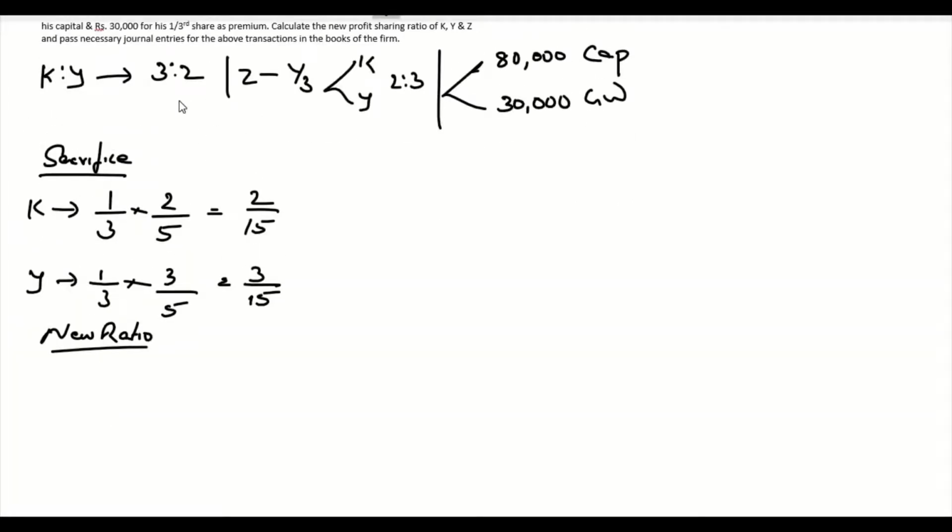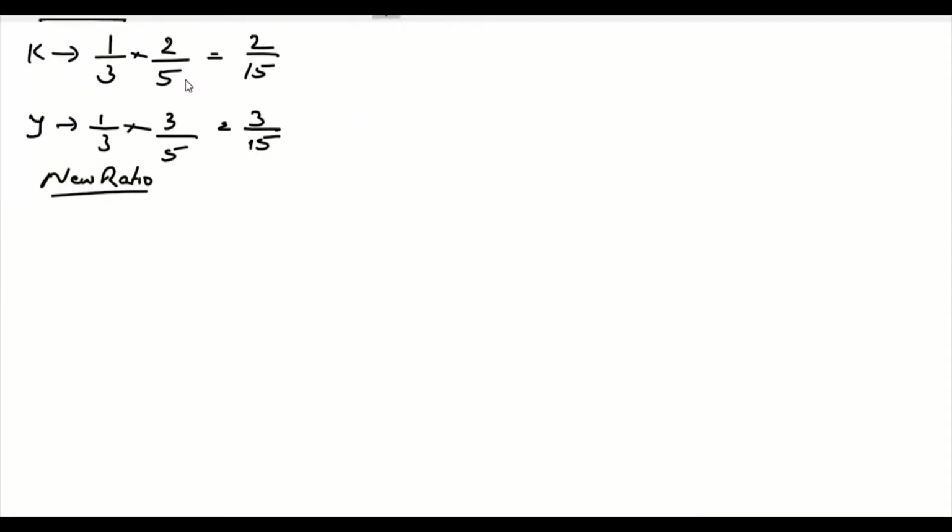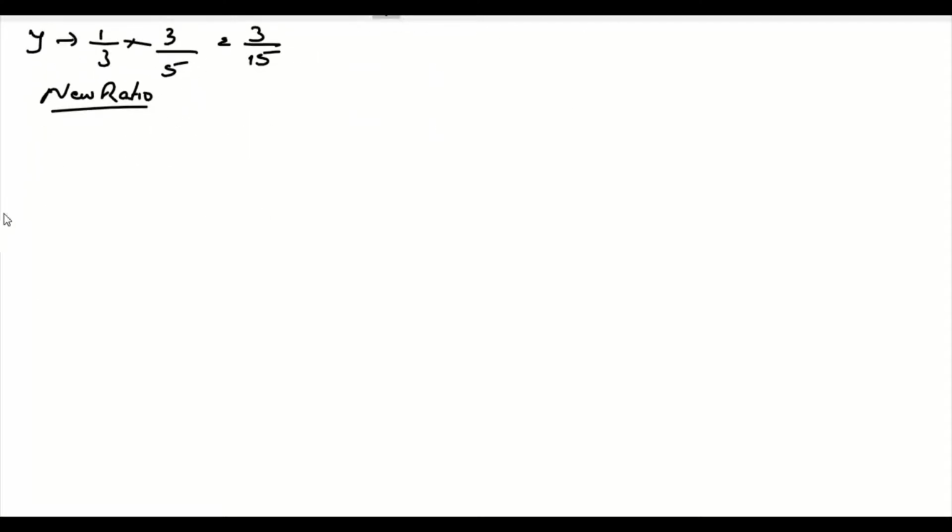So we know that K and Y's original share is 3:2. So the new ratio for K is 3/5 minus his sacrifice. He sacrificed 2/15, minus 2/15, that is equal to 9 minus 2 by 15, that is equal to 7 by 15.